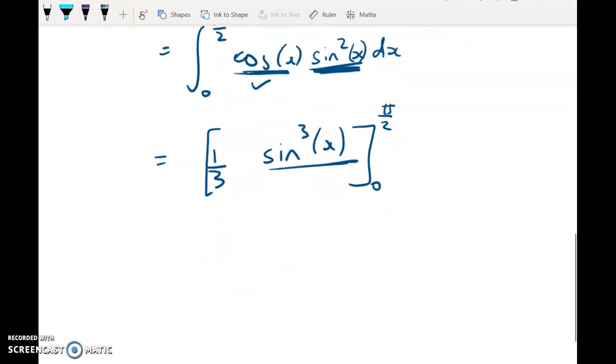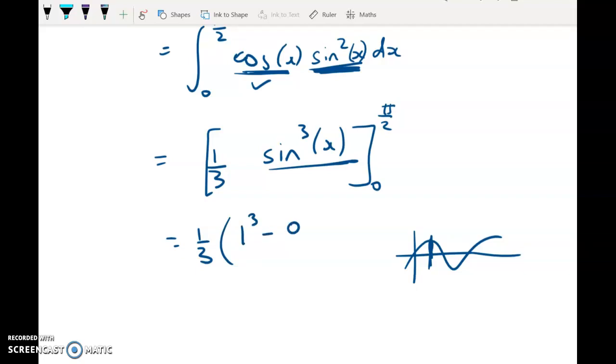And so now we evaluate that integral at those limits. Sorry, there's dinner cooking noises going on here. Here's my sine graph. So it's going to be 1/3 of sine of pi on 2, which is just 1. So it's 1/3 of 1 cubed minus sine of 0, which is 0. So the answer to that is 1/3.